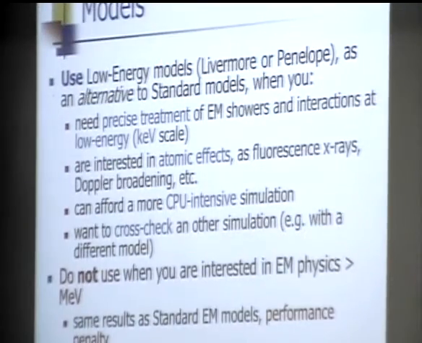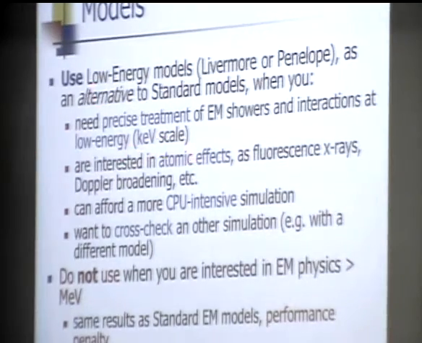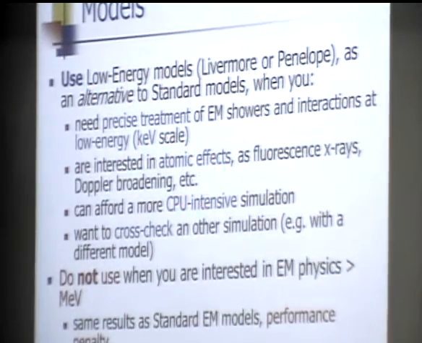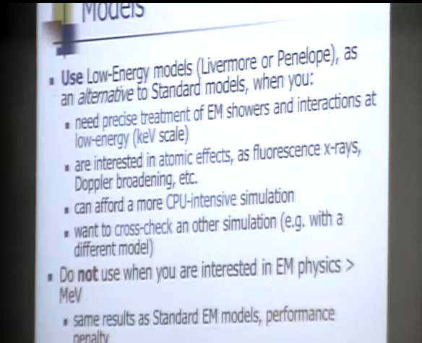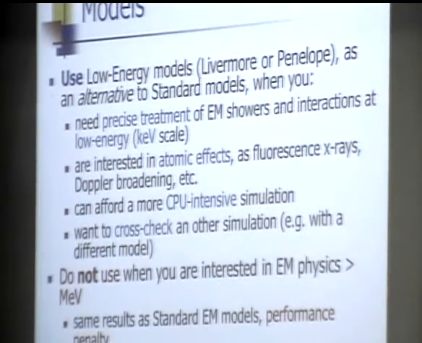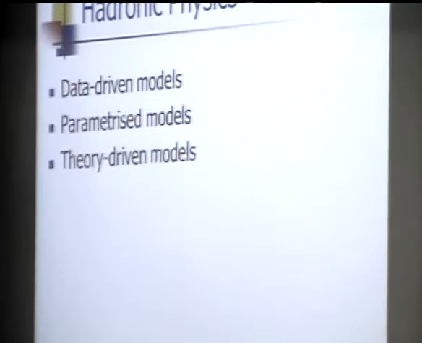The low energy models are good to use when you need to go to the keV scale, when you want to know the fluorescence X-rays, something like that. And you can afford the CPU time, which is of course more, because those models are more precise but slower.